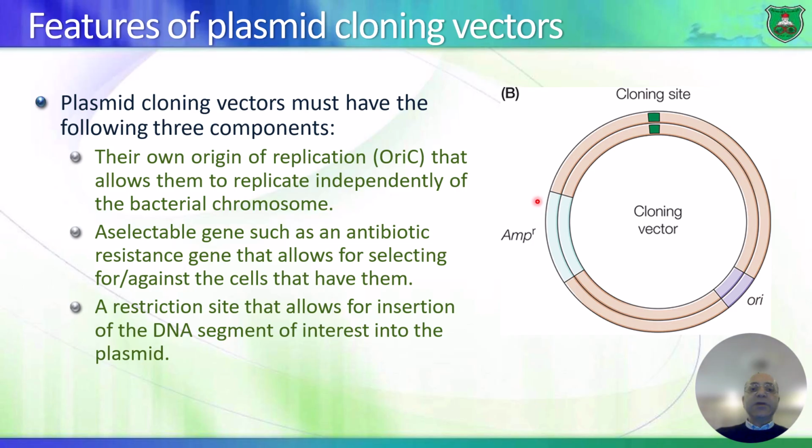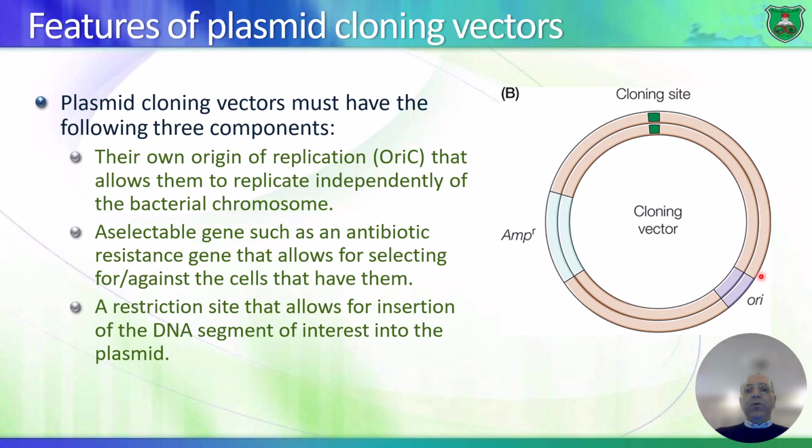And the third thing is that plasmids should have an antibiotic resistance gene like ampicillin. Ampicillin is an antibiotic, and this gene makes bacteria resistant to ampicillin. So only bacteria that have this plasmid can survive ampicillin. If we add ampicillin to these bacteria, they can survive; they cannot be killed. So these are the three things that are needed by plasmid DNA.